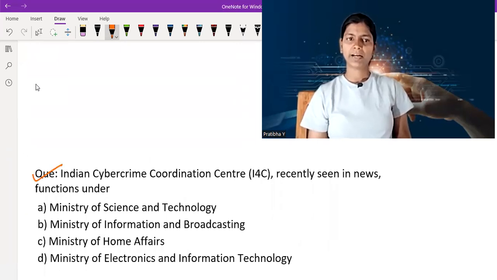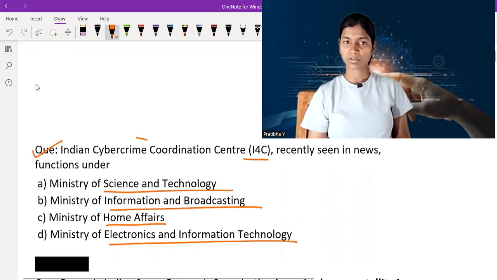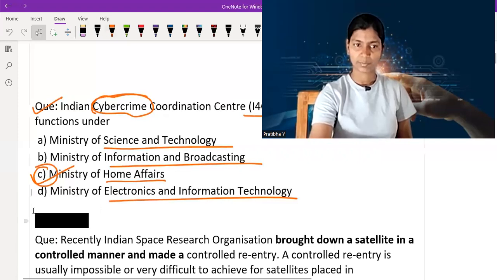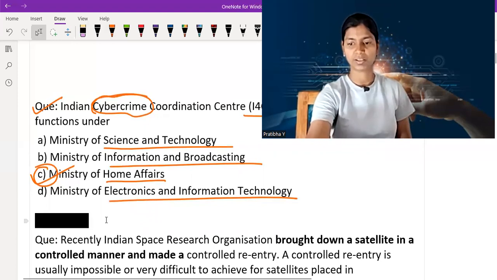First question is Indian Cybercrime Coordination Center, I4C, recently seen in a new function under which ministry? Ministry of Science and Technology, Information and Broadcasting, Home Affairs, Electronics and Information Technology. We know that cybercrime and related activities are dealt with under the Ministry of Home Affairs. That means option C. Just check if we are on the right path or not. So option C, yes, we are on the right path. Okay. So now let's move on to the next question.